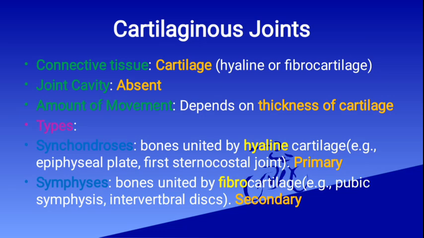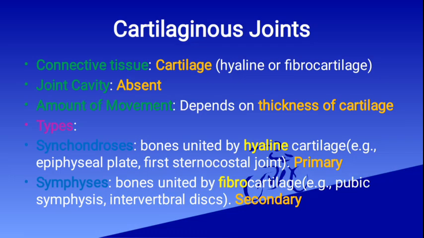It's dependent on what thickness of cartilage. And then there are two types of cartilaginous joints: synchondrosis and symphysis. Synchondrosis is where the bones are united by hyaline cartilage, like in the epiphyseal plates and the first sternocostal joints. So those bones are united by what? Hyaline cartilage. And you can also call them primary cartilaginous joints.